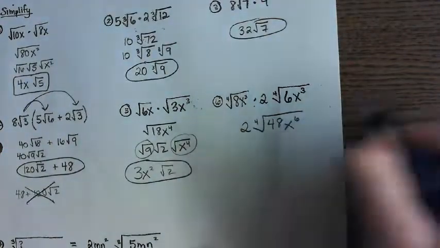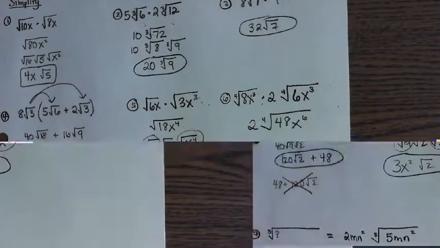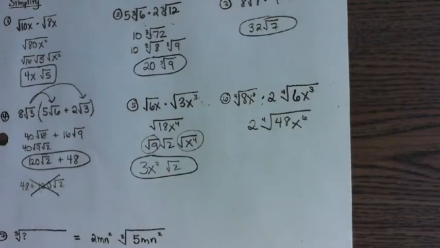Perfect. So she initially multiplied the 8 times the 2. Hopefully we all can see why that's a big no-no, right? 8's under the radical, 2 is not. So here's where we are first. Now, how can we break down 48? What perfect 4th root goes into 48? Mike?